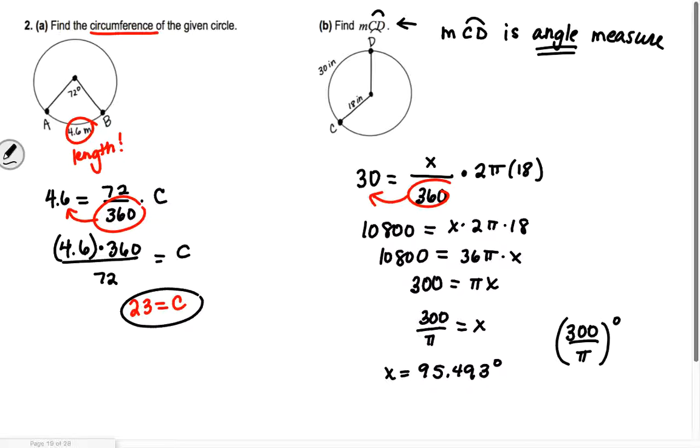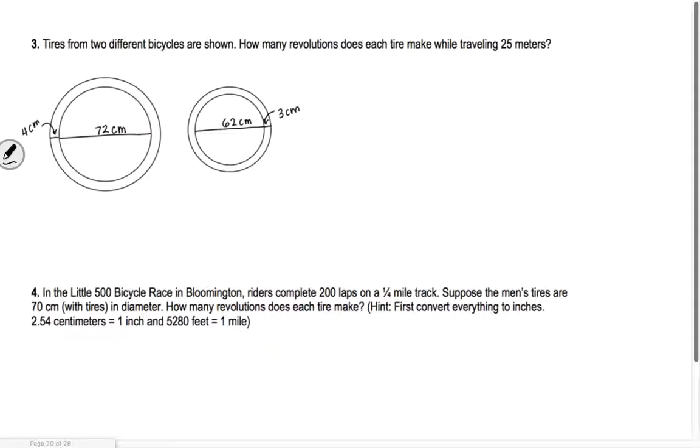Okay, does this make sense? Do you guys get arc length? It's not too bad. All right, so there's lots of things that you can do with these, like applications. So this one says tires from 2 different bicycles are shown. How many revolutions does each tire make while traveling 25 meters?